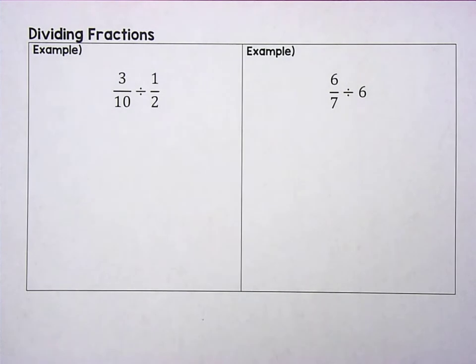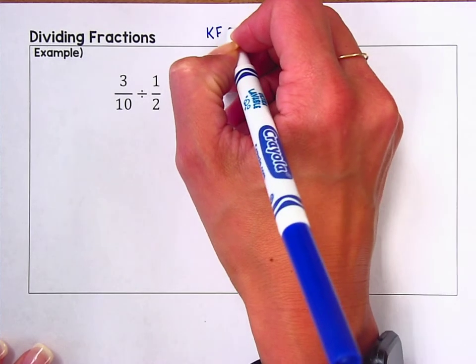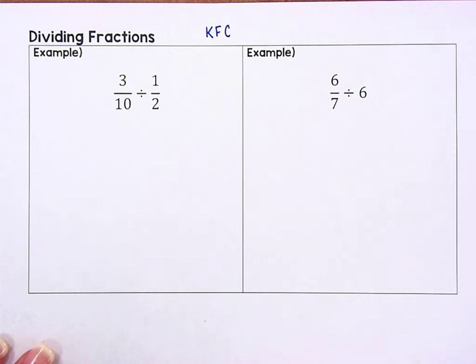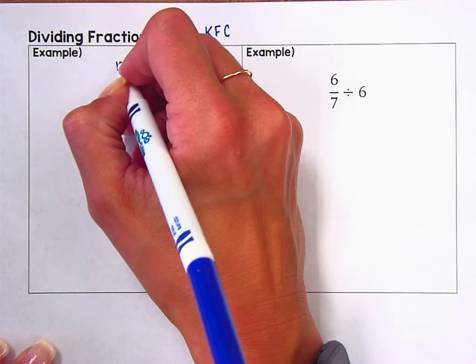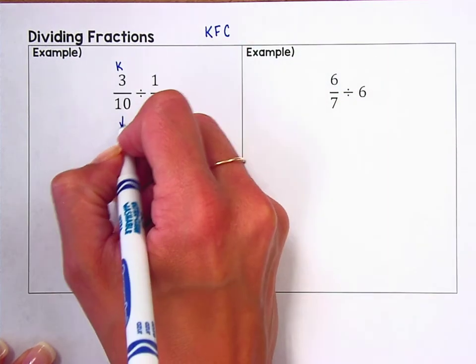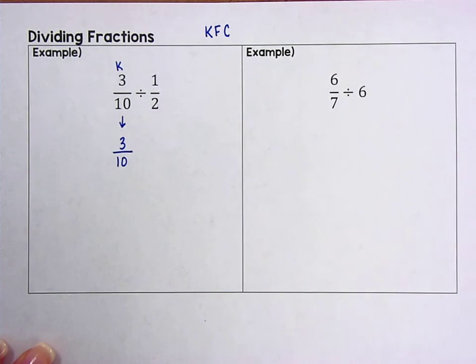So whenever you're dividing fractions, I always like to remember the acronym KFC. And no, it does not stand for Kentucky Fried Chicken, but that does help me remember. K stands for keep, and we're always going to keep that first fraction the same. So we're going to keep 3/10 exactly how it is.